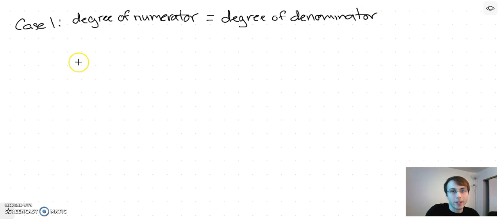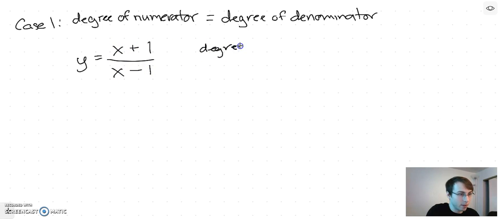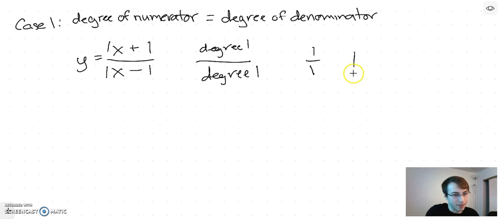So that might be, like we did in the previous video, y equals x plus 1 over x minus 1. The numerator has degree 1, and the denominator has degree 1, because these are the exponents on the leading coefficient. Leading coefficient is here and here. So how you find the horizontal asymptote in this case is you take the ratio of the leading coefficients. So in this case, it's just 1 over 1. So 1 over 1 is 1. So that's the horizontal asymptote.